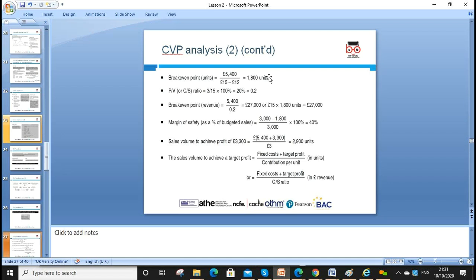Sales volume to achieve a profit is also known as the target profit. So fixed cost plus target profit divided by contribution. If we sell 2900 units, we can make a profit of 3300. The sales volume to achieve the target profit is fixed cost plus target profit divided by contribution. So we can find our contribution to sales ratio. We can find the revenue.